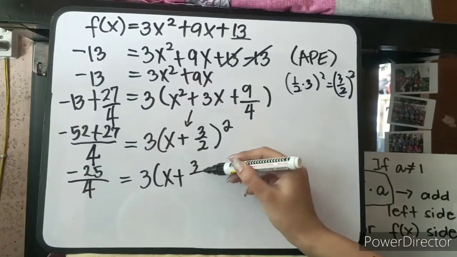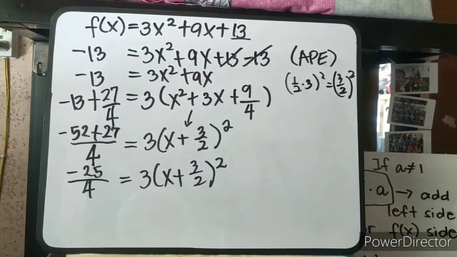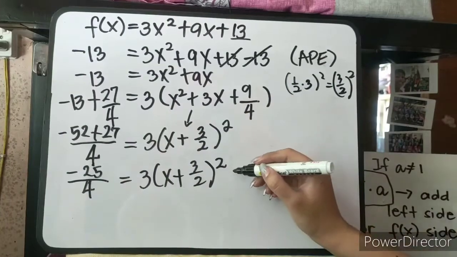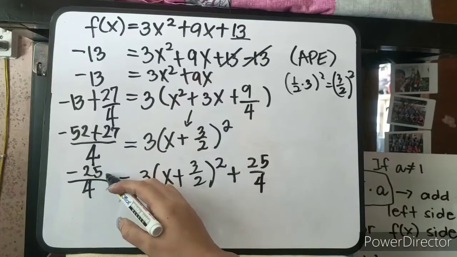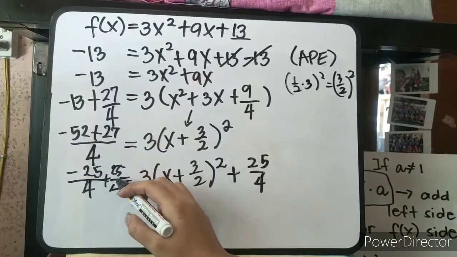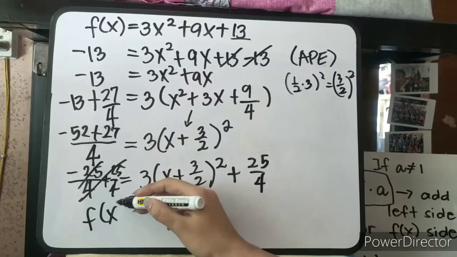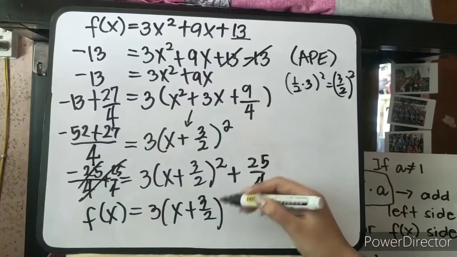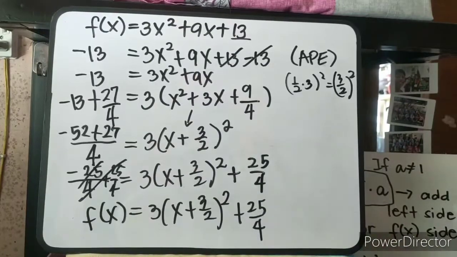And then that's the time na ililipat natin to this side by transposition. We will change the sign or APE ulit. So, pag ginawa nating APE, magpo-plus lang tayo ng 25 over 4. Plus tayo ng 25 over 4 para maging 0 to. So, and then, balik na natin yung f of x equals 3 times the square of x plus 3 half plus 25 over 4.